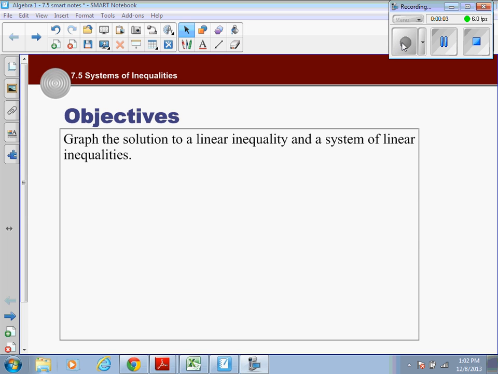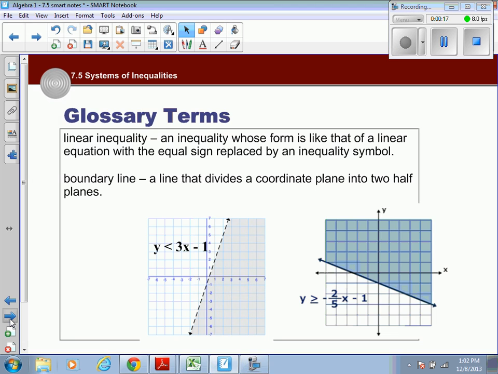Good evening, Titans. And tonight we're going to be looking at graphing linear inequalities and also looking at graphing systems of linear inequalities. A linear inequality is an inequality whose form is like that of a linear equation with the equal sign replaced by an inequality symbol.